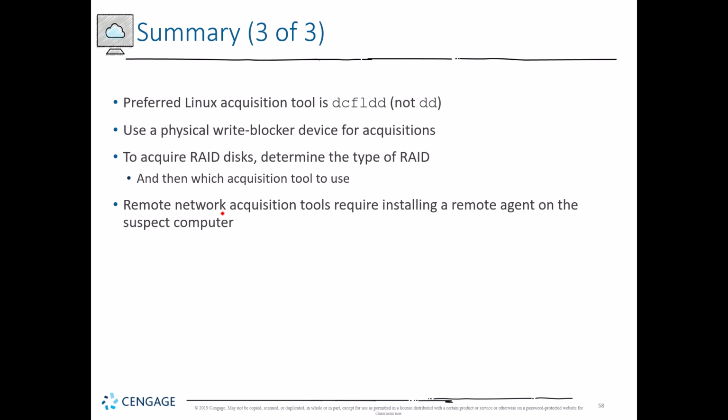Lastly, we have acquisition tools like DCFLDD. That is an acquisition tool, not a file format like DD. DD is a file format. There are RAID tools out there if we're capturing RAID. There are remote tools if we're capturing remote options. And that is the end of this chapter.